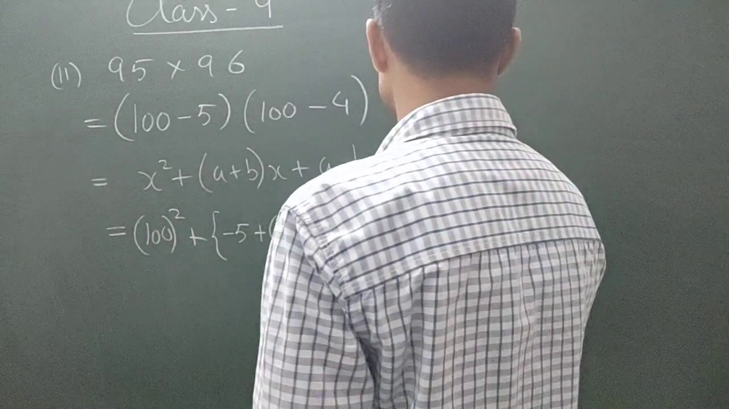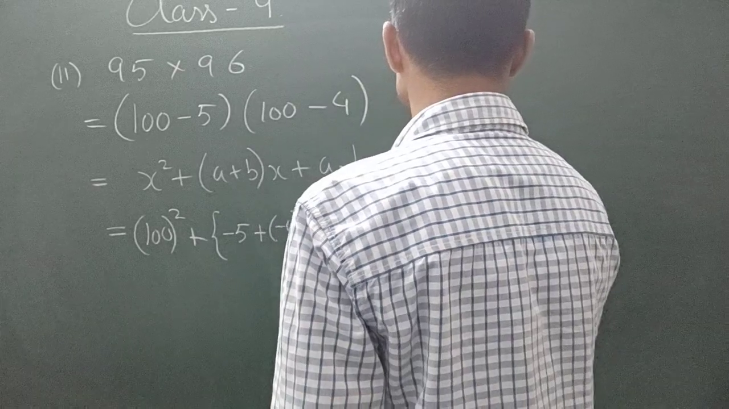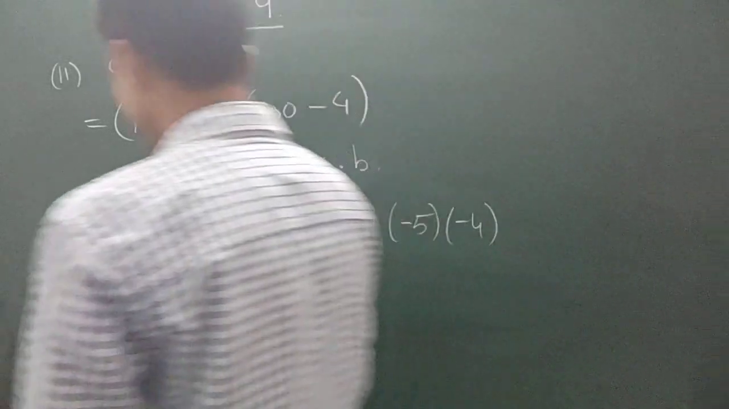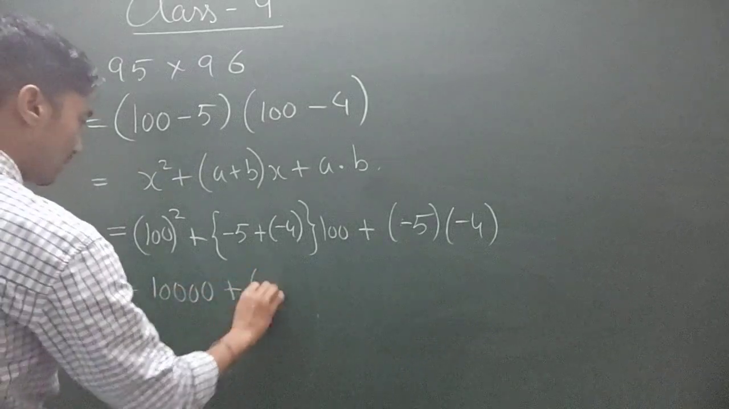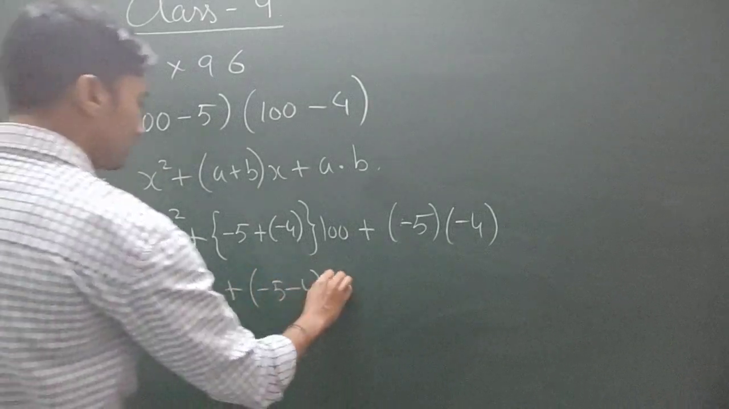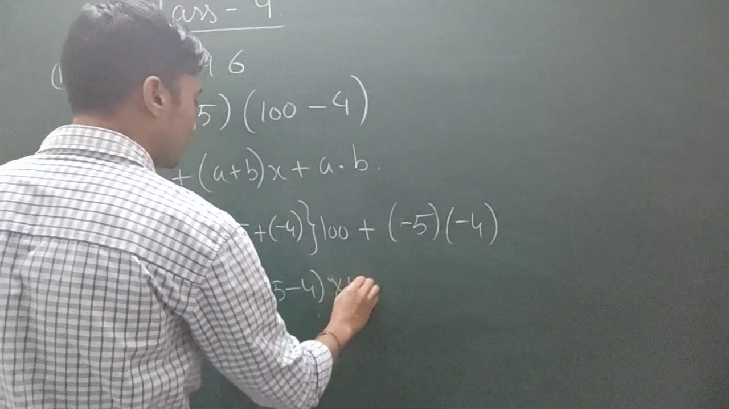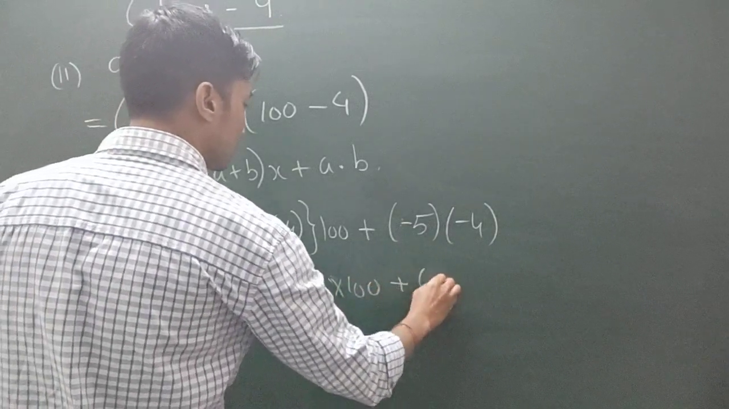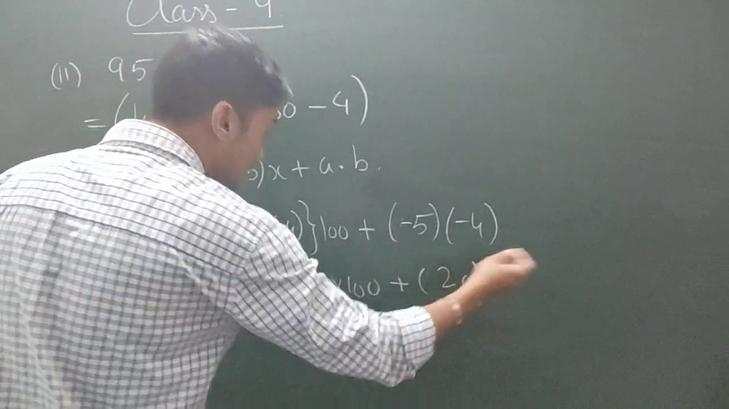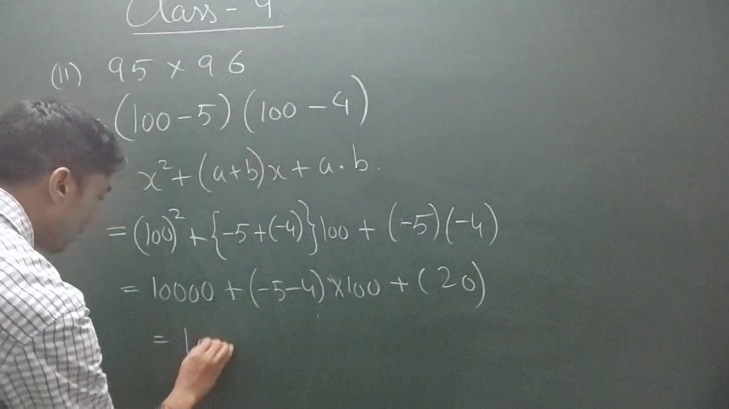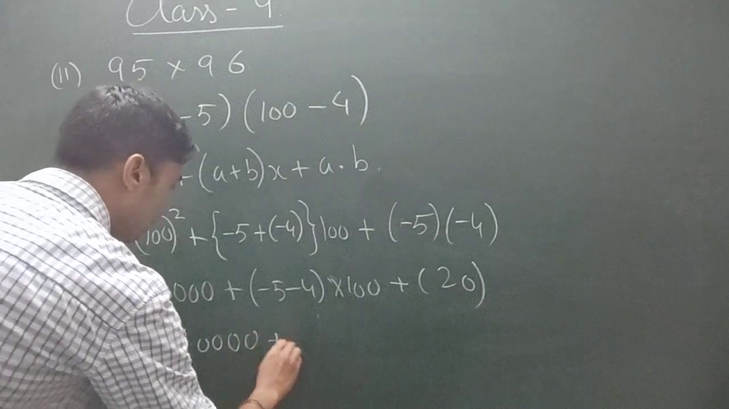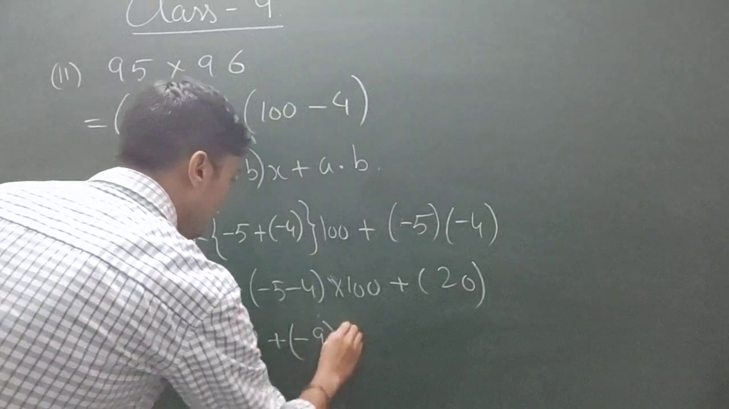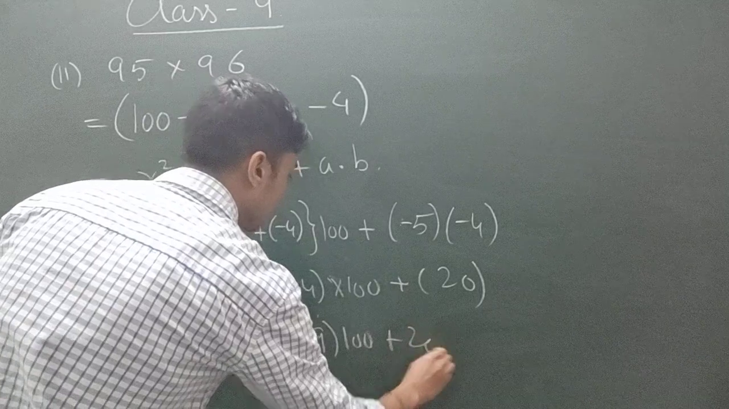Plus a, -5 into b, -4. So that's 1, 2, 3, 4 plus -5 -4. Okay, into 100, it's all the same. Plus 5 4s are 20, minus into minus, plus 20. So that's like 1, 0, 0, 0 plus -9 into 100 plus 20.